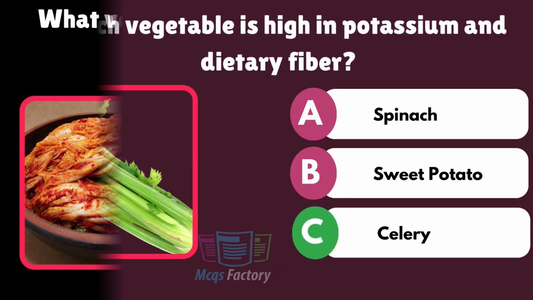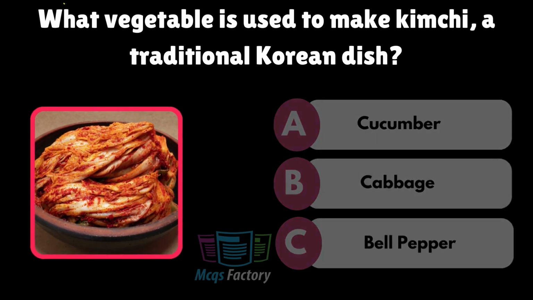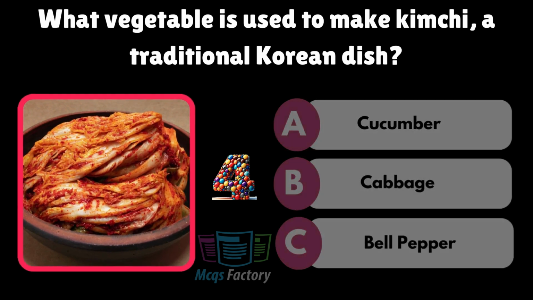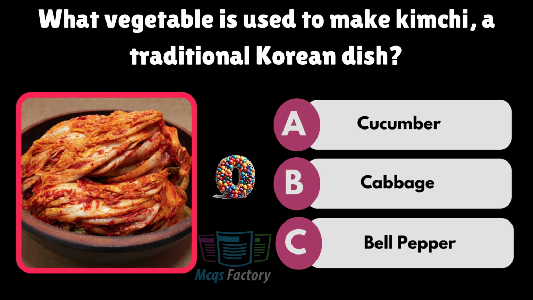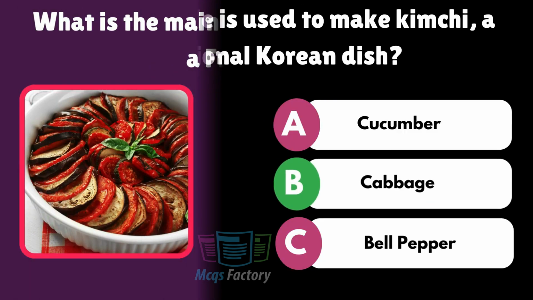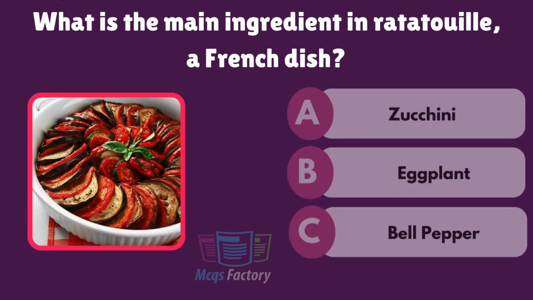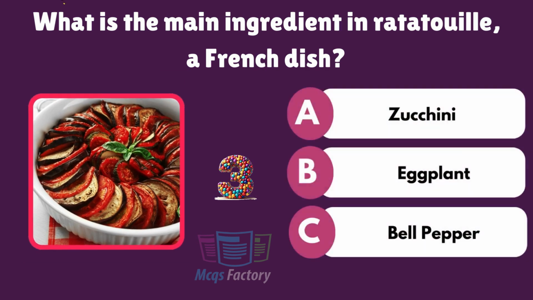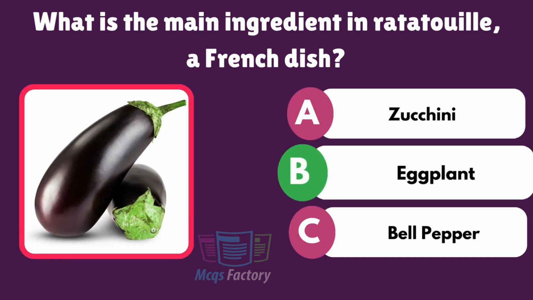Celery. What vegetable is used to make kimchi, a traditional Korean dish? Cucumber, bell pepper, cabbage. 5, 4, 3, 2, 1. Cabbage. What is the main ingredient in ratatouille, a French dish? Zucchini, eggplant, bell pepper. 5, 4, 3, 2, 1. Eggplant.